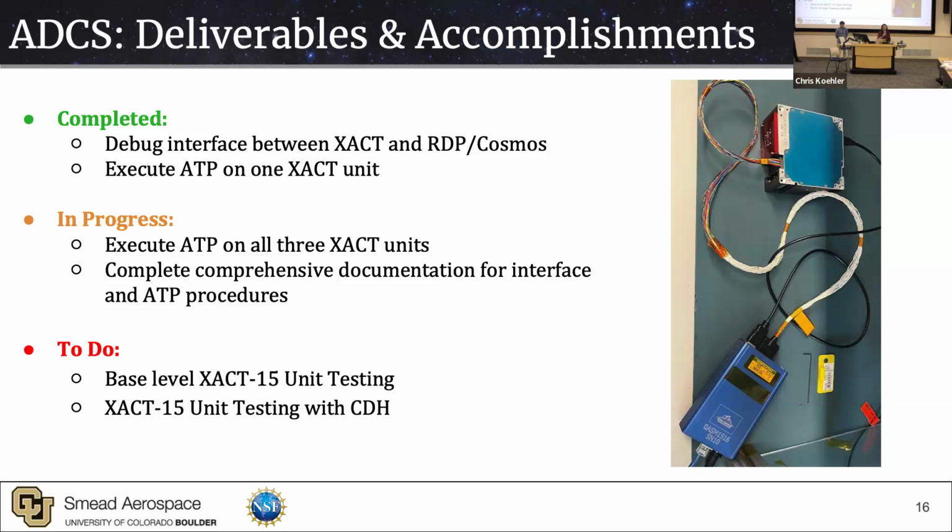Because we have our 3 CubeSats, we do have 3 XACT units. So in progress would be finishing up the acceptance testing for the other 2 XACT units, as well as creating comprehensive documentation for all of these procedures, because this did cause a little bit of a slowdown when things were transitioning over to me. Just gaps in knowledge and things that had been lost over the last year or so.